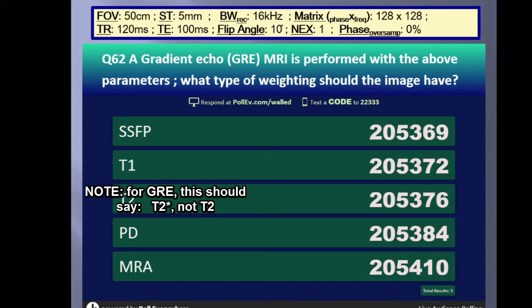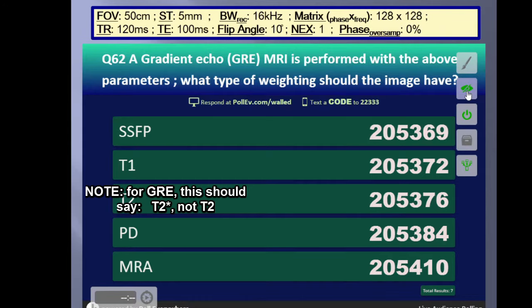Yeah, it's a small flip angle and a relatively short TR, with a long TE. I can't even figure out my own questions. How bad is that? All right, let's see what you guys said.